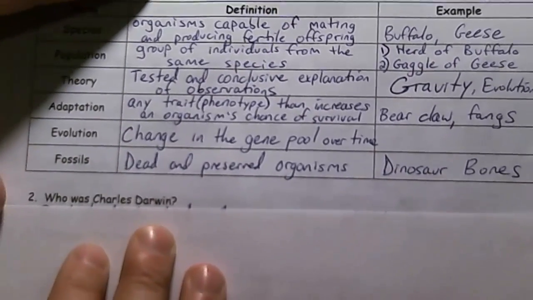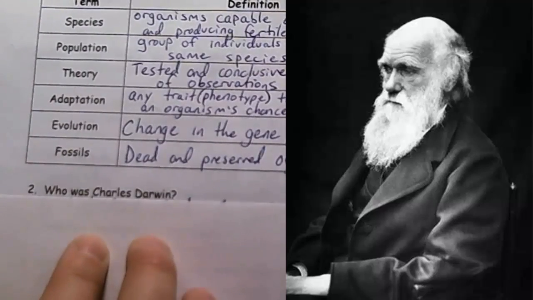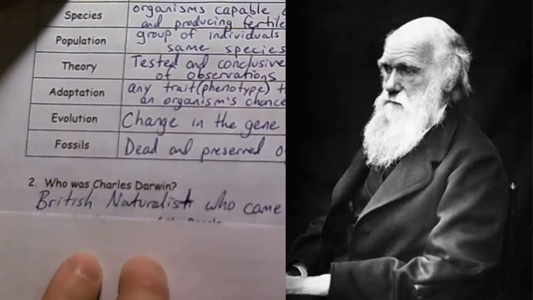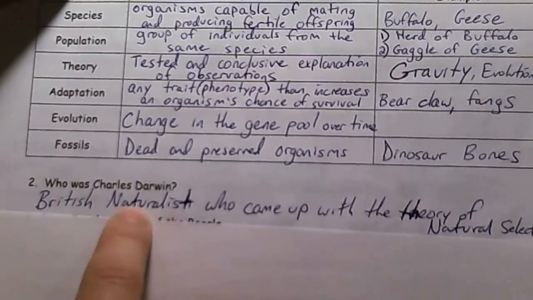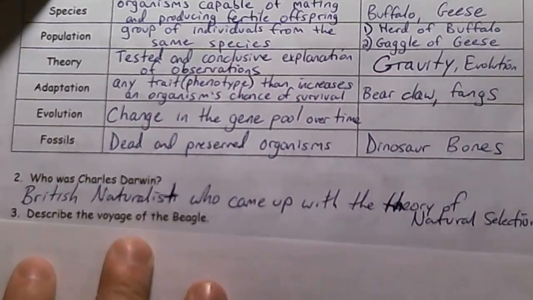Question number 2, who was Charles Darwin? Well, I'm going to show you a picture here. Hopefully you recognize this picture from class. This was Charles Darwin, and he was British, and he was a naturalist. He studied nature. He came up with the theory of natural selection.